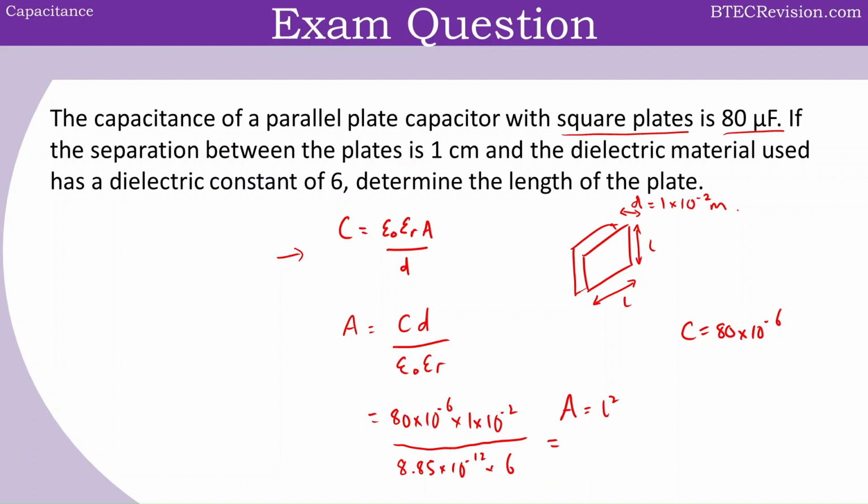And working all of this out gives us a value of 1.507 meters squared. So we know the area is this, and we know the area is equal to L squared, or length squared. So to work out the length, we just have to square root our answer here. And therefore, the length is 1.23 meters.